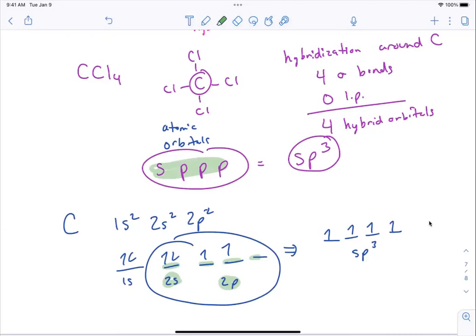So how is carbon going to make four hybrid orbitals? It's going to take its s orbital and its three p orbitals and make four brand new orbitals out of those four orbitals. A lone pair still counts as a hybrid orbital, so if it's 3 and 1, it's still the same. We're going to talk about that in a second. We haven't done that yet. Yes, Shada.